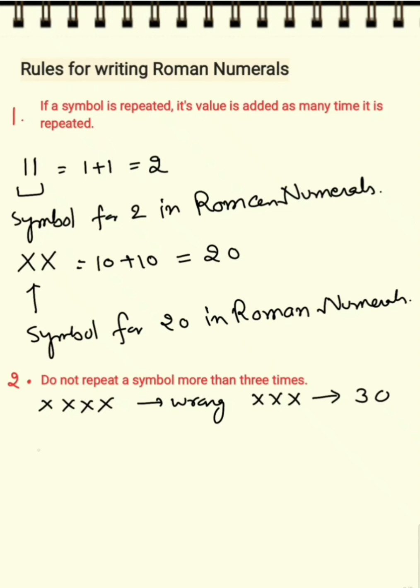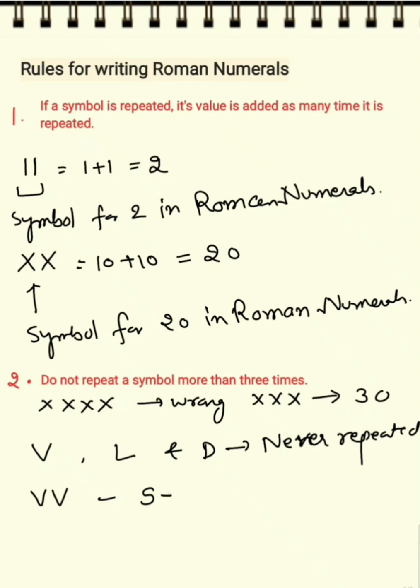But there are 3 symbols which are never repeated, and these are V, L and D. These are never repeated. It means we are not supposed to write V twice like this, because it would become 5 plus 5, which is equal to 10. This is the wrong way of doing it, because for 10 we have one symbol, that is X.